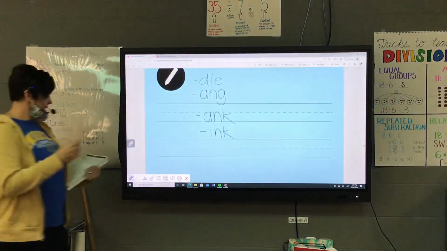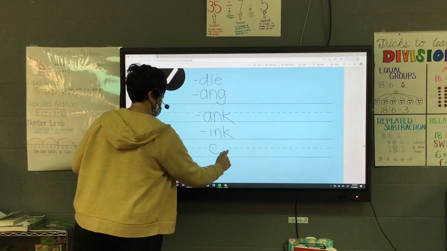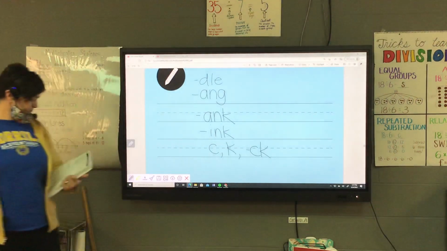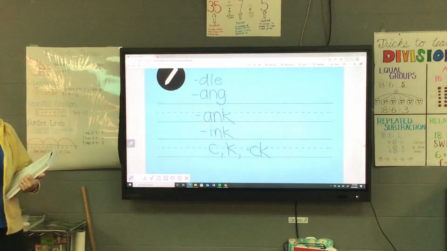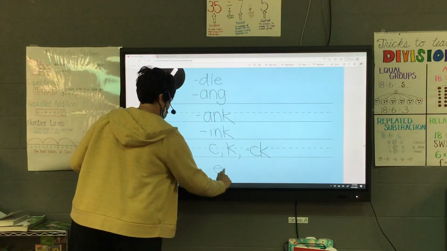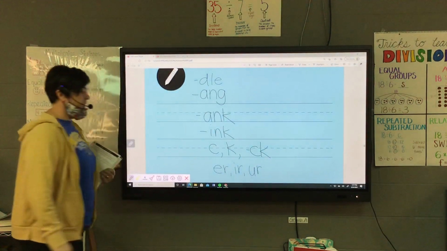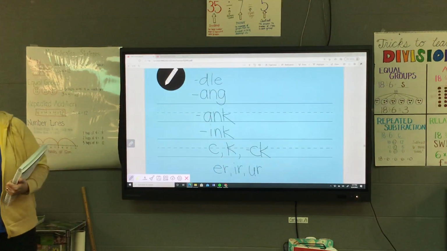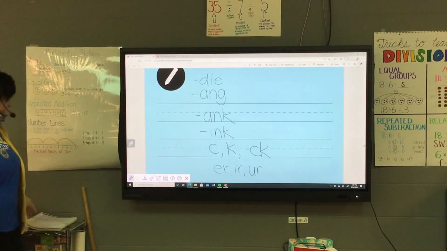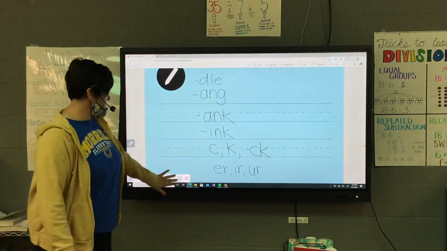Three ways. K. Does it matter which order you put them in? No. C, K, and then CK. And the last one was also three ways for the sound. Again, it doesn't matter the order you have them in, but ER, IR, UR. All right. Writing utensils down. Moving on.